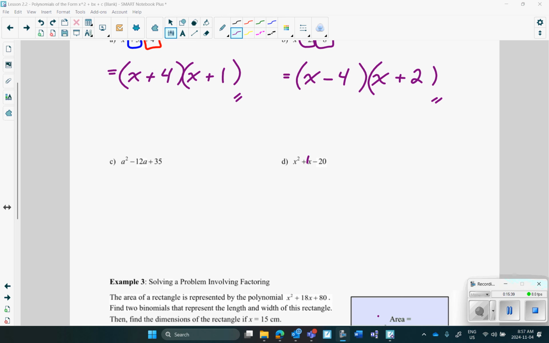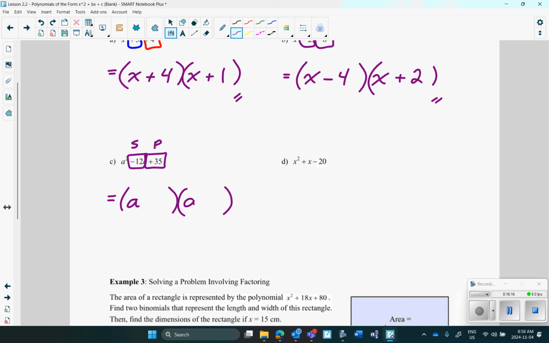Okay, so this one, instead of x, we're just going to put a's. And I am looking for two numbers that add to get negative 12, multiply to get positive 35. Don't think what are two numbers that add to negative 12. Think first, give me a pair that multiply to 35. And then start playing around with adding them to get negative 12.